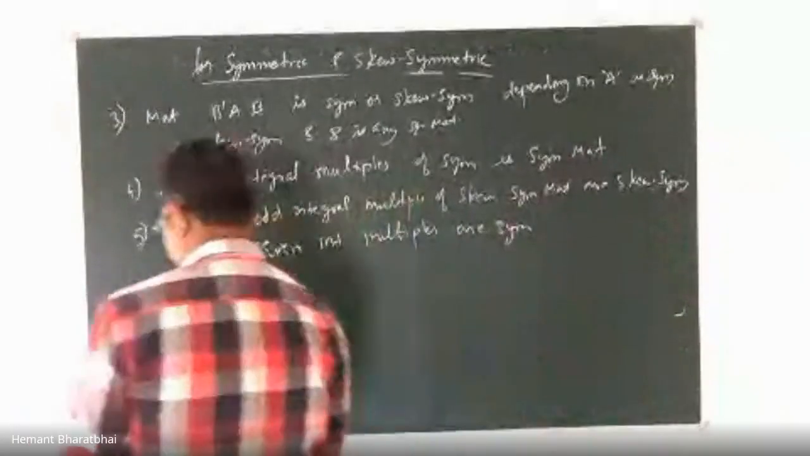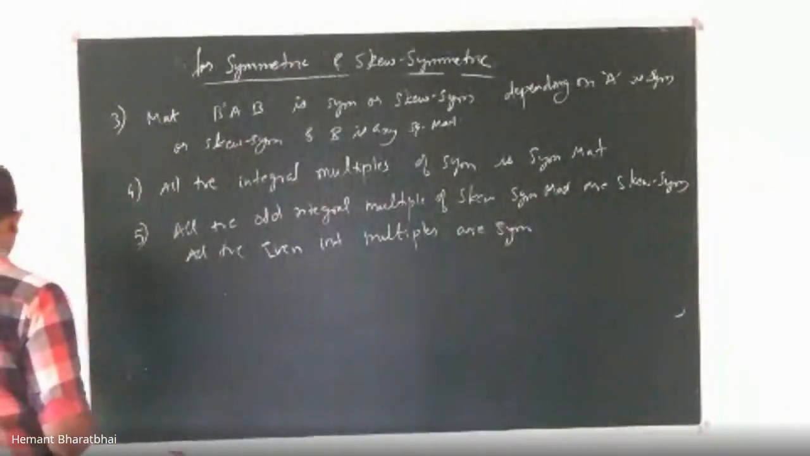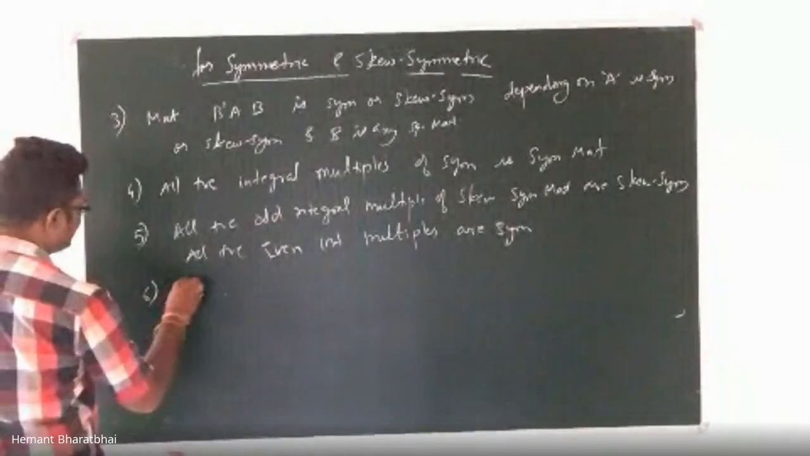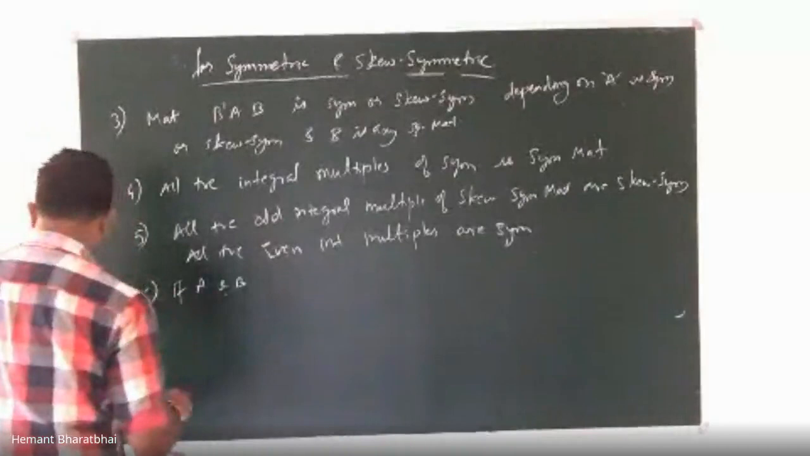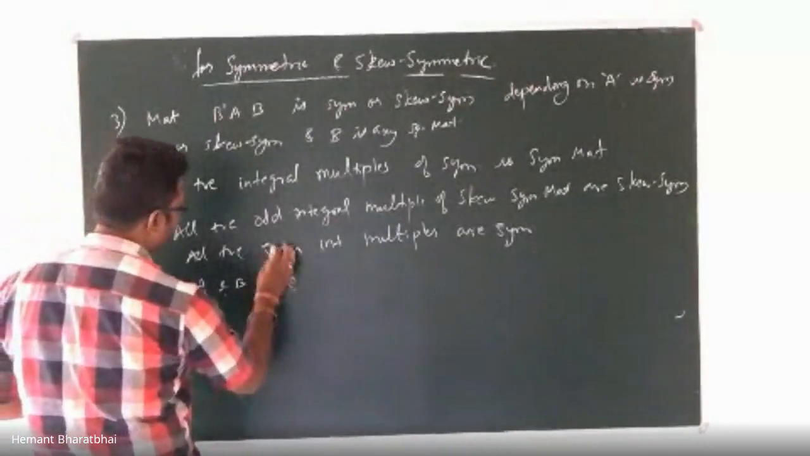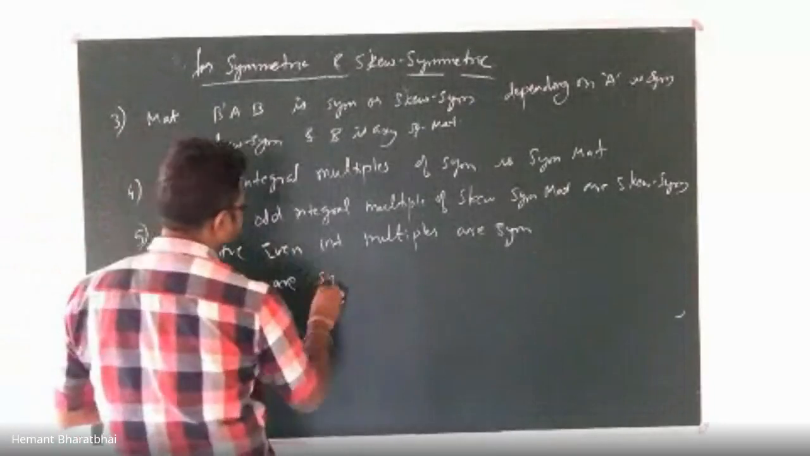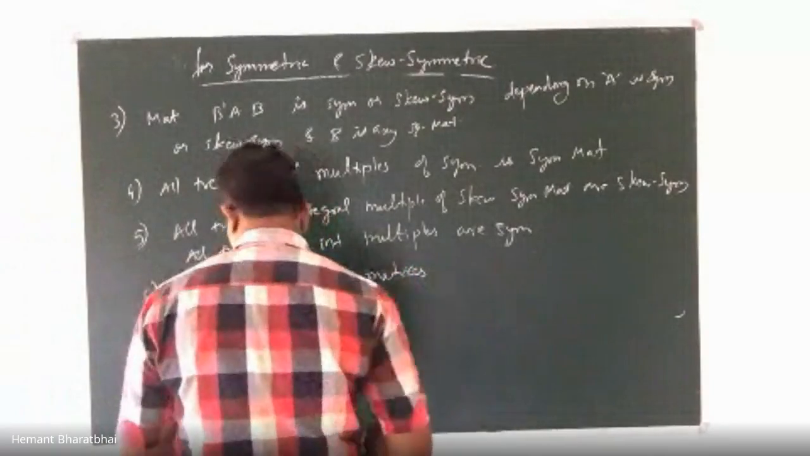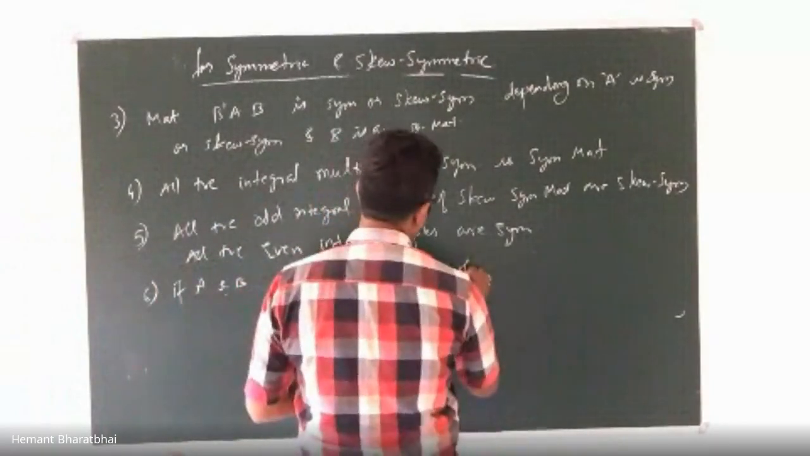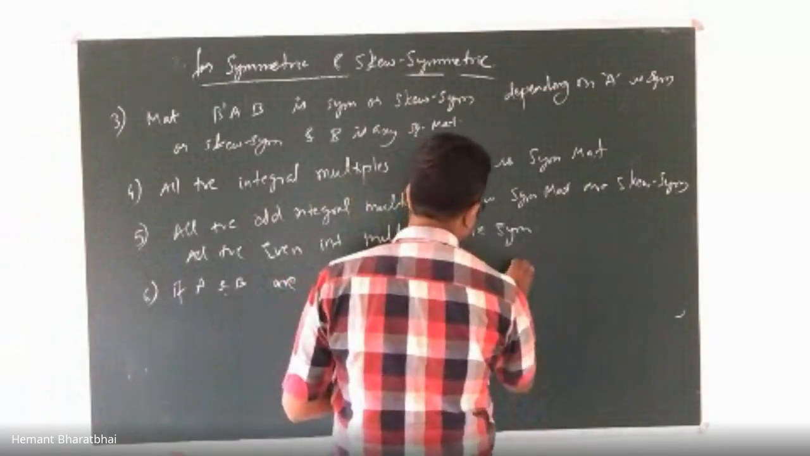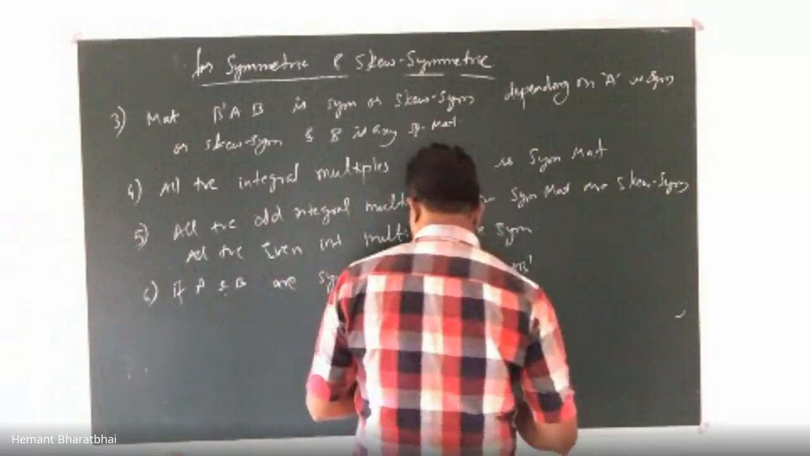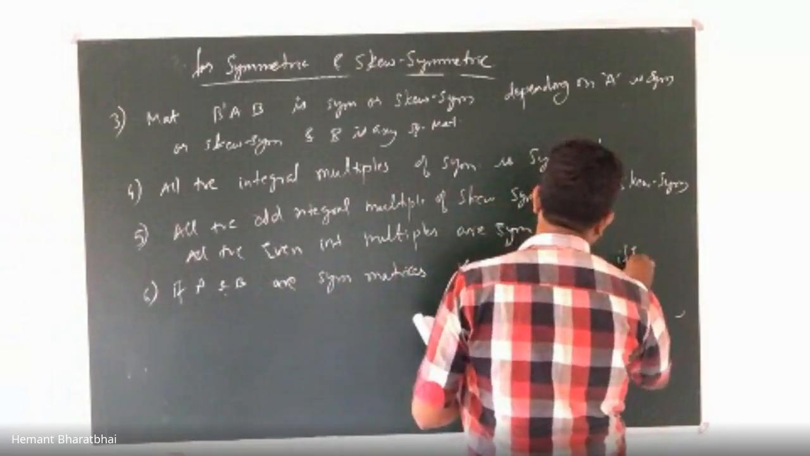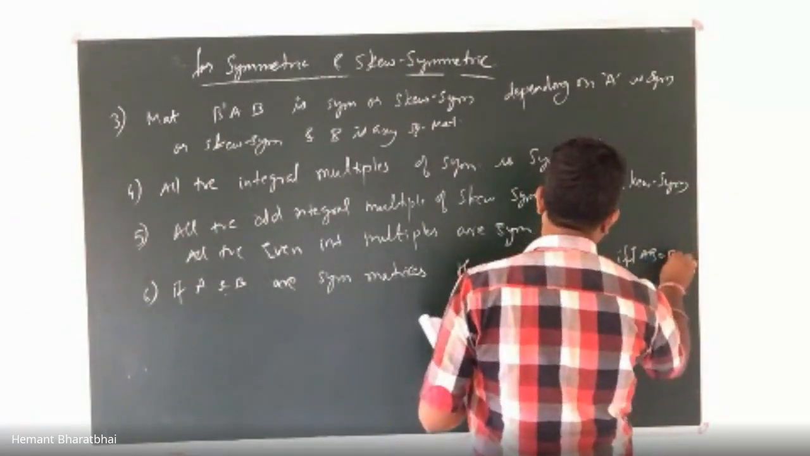Next property. If A and B are symmetric matrices, then A into B transpose is symmetric if and only if AB is equal to BA.